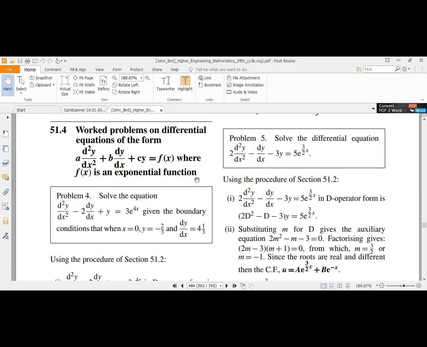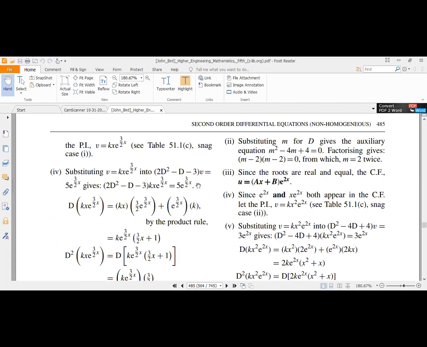So let's proceed now. Can you all see my screen very well? Yes. Okay. Now look at it now. You can see the problem.